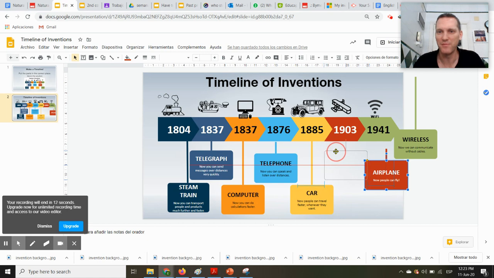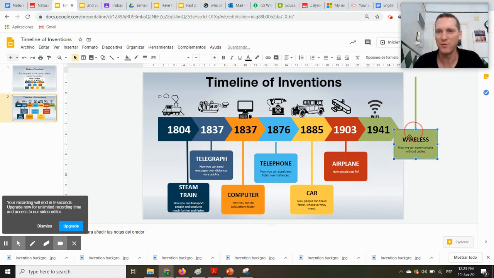Good job. You have just made a timeline, and now you know some of the most important inventions.